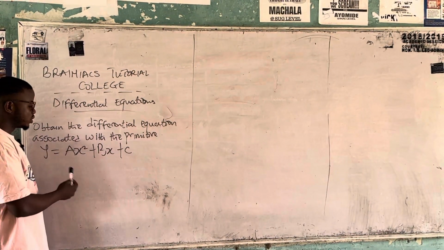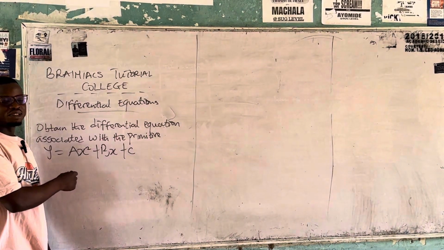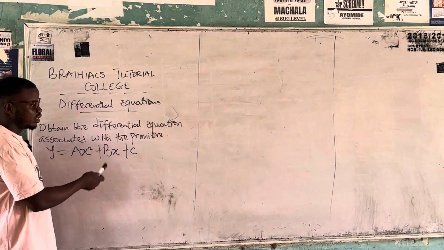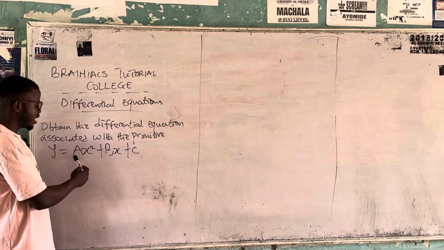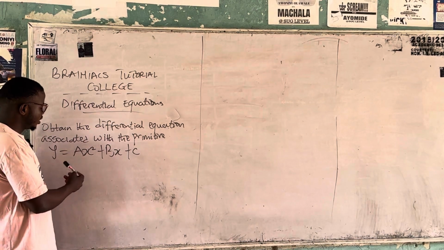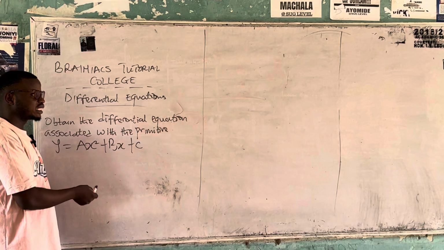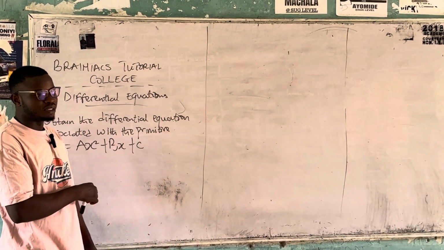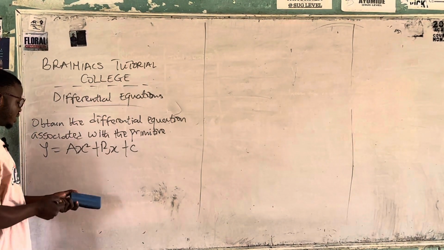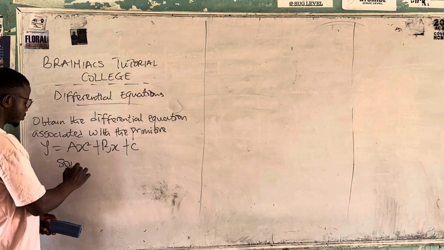So, this is a primitive because here we have three essential arbitrary constants, and we denote them with capital letters. That's A, B, C. And again, the primitive is usually referred to as the general solution of the differential equation, and it is from the primitive that we obtain the differential equation. So now let's go to the solution.